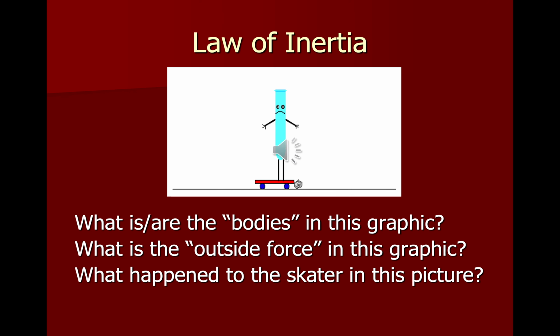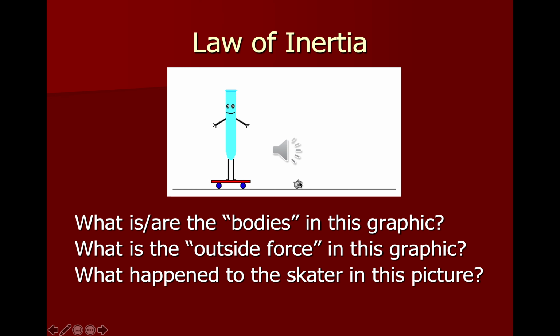Now, the second question is, what is the outside force in this graphic? So we have what I believe is a rock in the center of the image. If this rock wasn't there, this skateboard guy would just keep going unless the friction from the ground slowed it down. But if this was a frictionless environment, he would continue in the same direction at the same speed forever, correct? However, there is an outside force. The outside force is what stopped the skateboard.